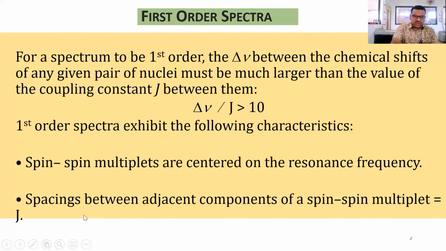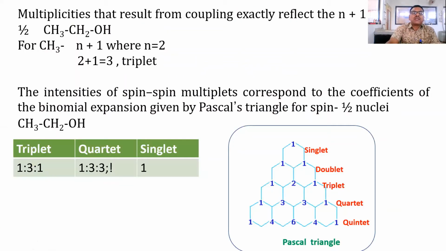The second cause is the spacing between the adjacent components of the spin-spin multiplet, that is the J. So there should be splitting, meaning you will not get very complicated spectra. There should be some distance between two peaks. If you are getting the two peaks separately, you can see that this is the first order spectra. If the peaks are not separated, they are complex, you do not see that it is first order spectra.